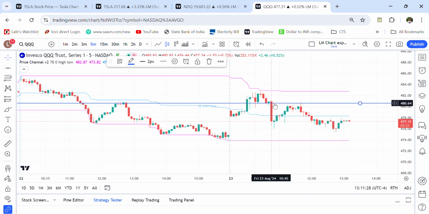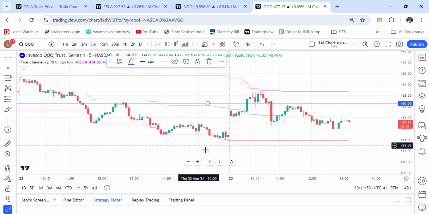If you entered over here, the very next candle gave you a target of 476.23, which is around $4 in just one candle. This doesn't happen every time, but this happened today. I myself was able to capture this gain on one of my QQQ puts.